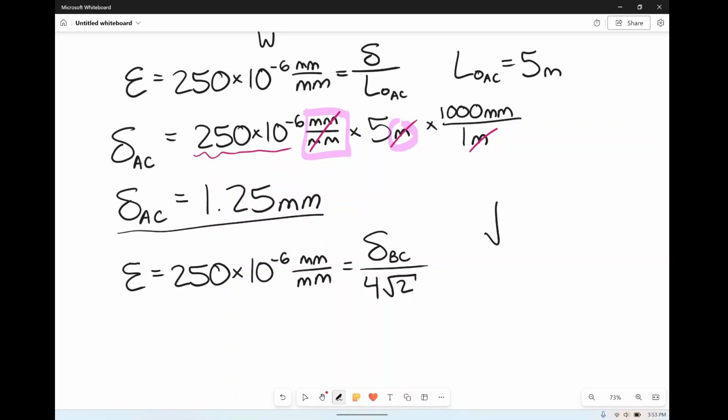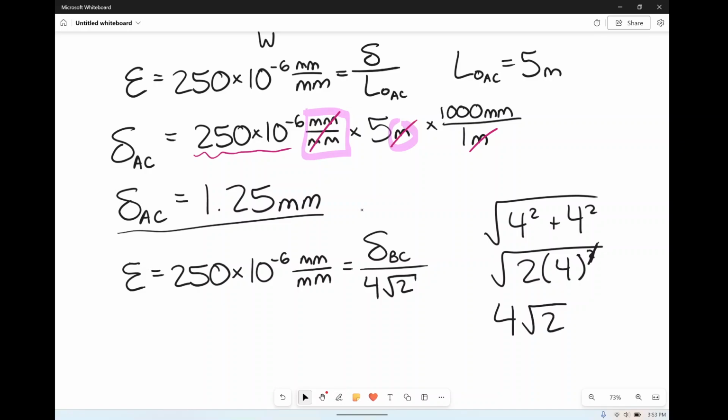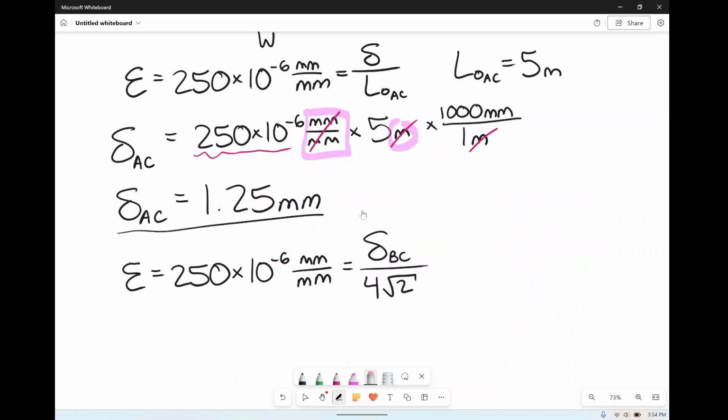If you don't believe me on that one, it's technically the square root of 4 squared plus 4 squared, which is the square root of 2 times 4 squared. The square and the square root are going to cancel. The 4 pops out, so it's 4 root 2. That's where it came from, in case you don't remember it, but I think we pretty much know trig here.